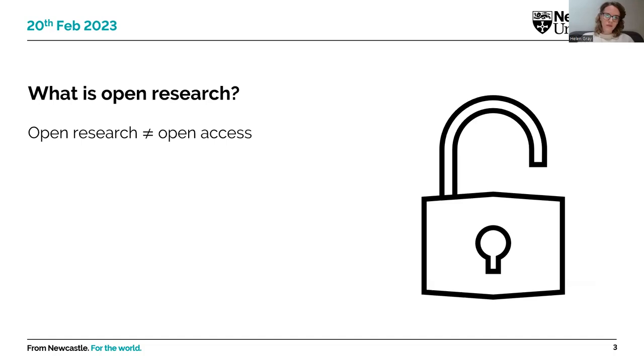Many people conflate open access publishing with open research. For those of you who are not aware, open access publishing means that we publish our papers such that they're not behind a paywall and that they're freely accessible. And this is certainly part of the open research movement, but it's not all that it encompasses. There are lots of different definitions of open research out there and synonyms for it. So maybe open science when we're dealing in just the sciences or open scholarship.